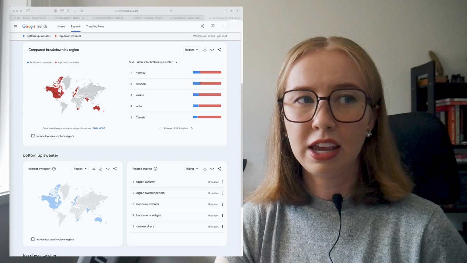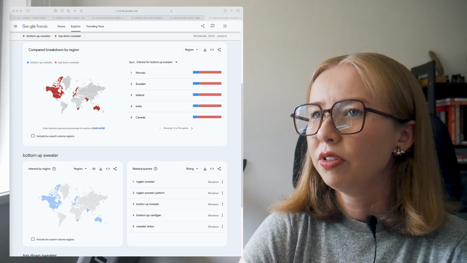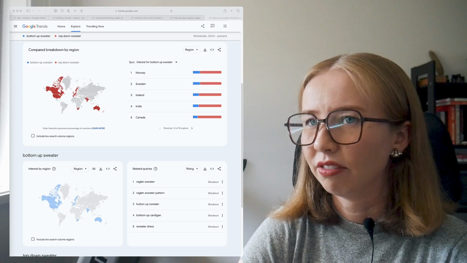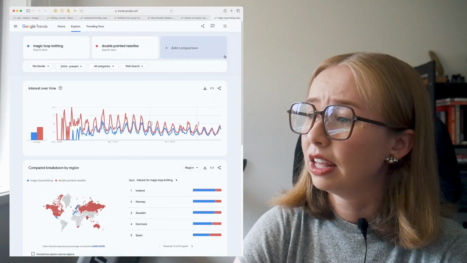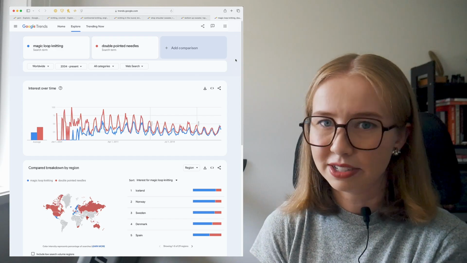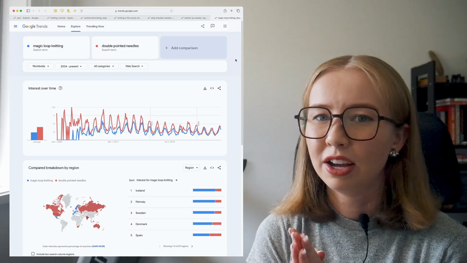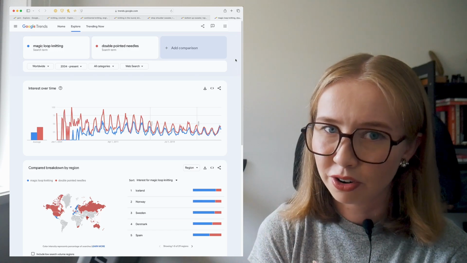Now, going back to our knitting in the round discussion from a minute ago, I really wanted to see what was the most popular way to knit in the round. I thought the two methods of knitting in the round that would be interesting to compare might be magic loop and double pointed needles. It was a little tricky to find the right terms to compare these two. If you just search magic loop, you get a lot of crochet content.